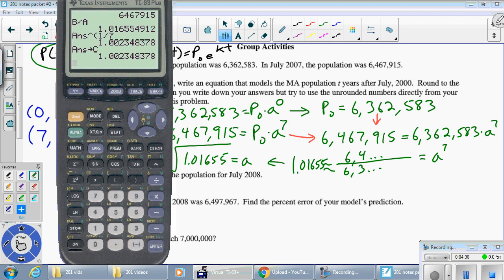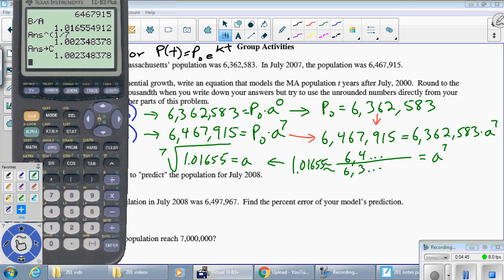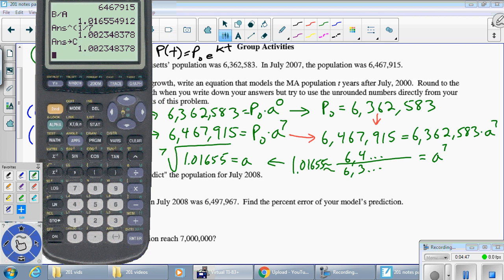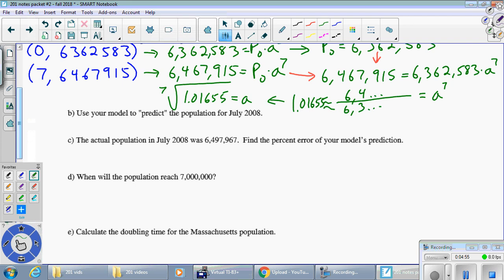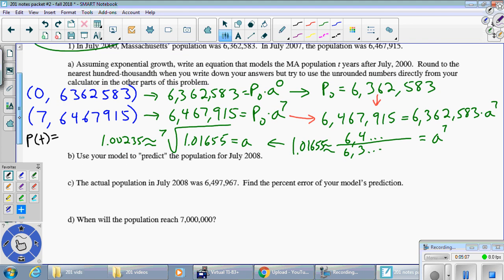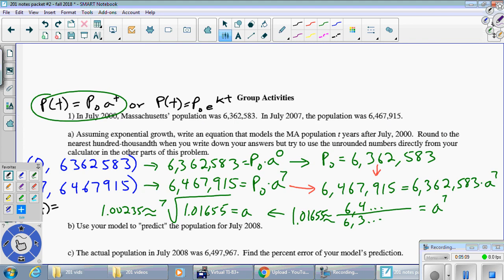Okay, so to the nearest 100,000th, I think we're supposed to go to. So that's the 4, but the 4 gets rounded up to an 8, right? Okay, 1.00235. So that means that our formula, when all is said and done, see if we can squeeze it in here. P of t equals, so we found P sub 0 is just the 6,300,000 number.